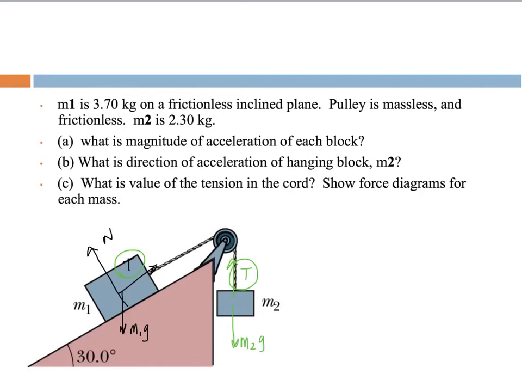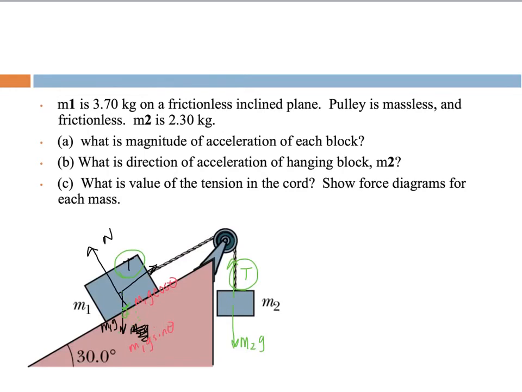So this m1g over here, I'm going to break up into its components. Again, the angle given, that 30 degrees, is this one inside. So right next to it becomes m1g cosine theta. And below it, I'm going to rewrite this mass 1 over here so that it doesn't get too confusing. And this bottom part becomes m1g sine theta.